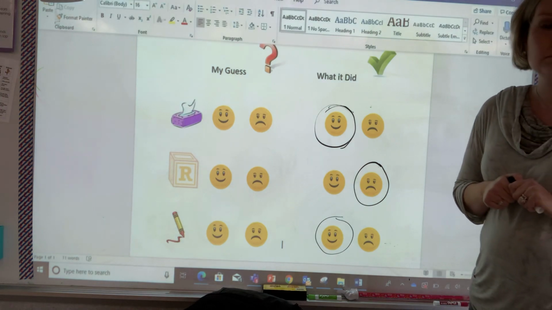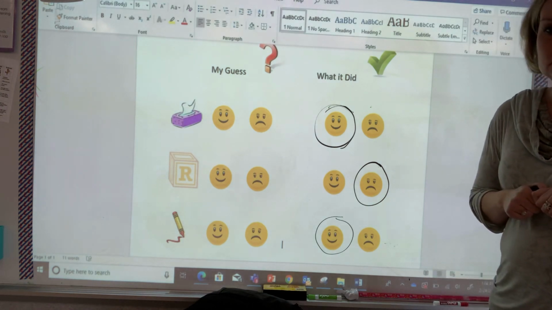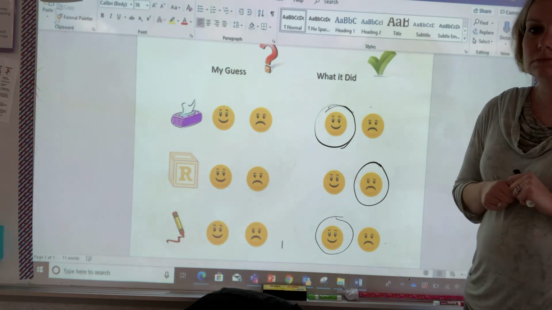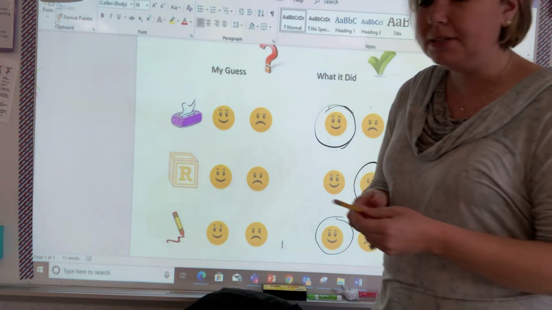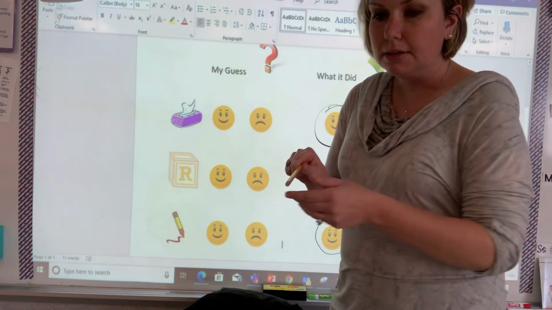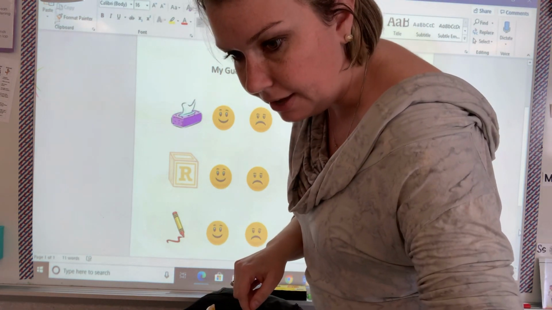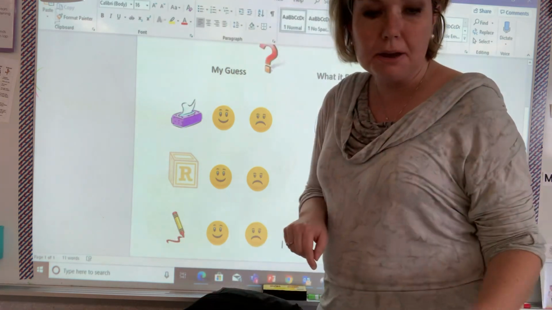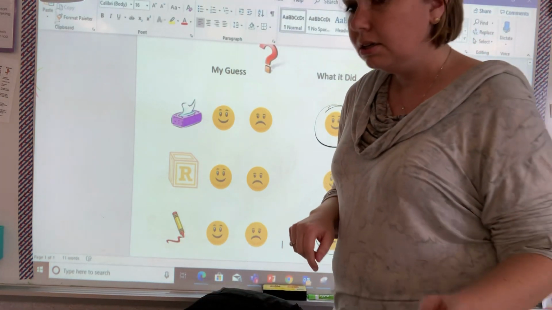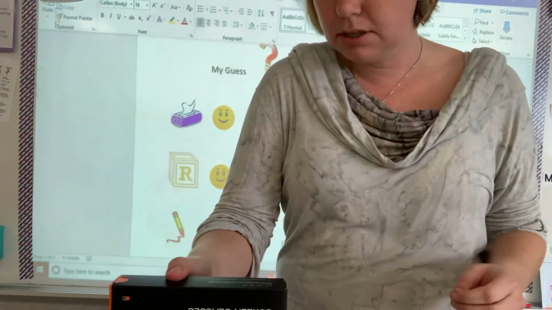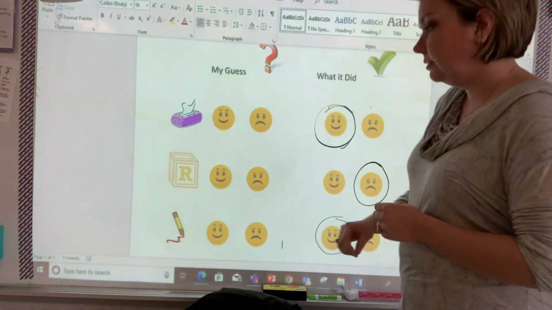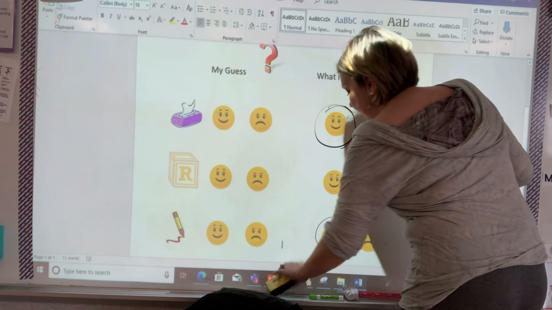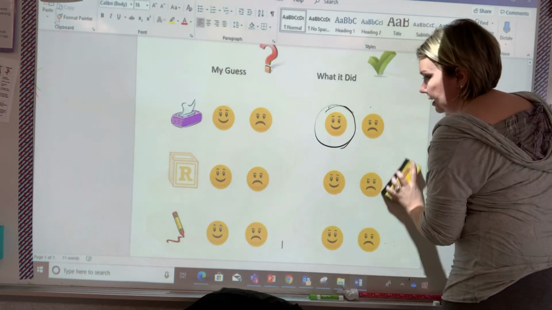Because a block has sides and corners, while a pencil doesn't. Oh, so Anya's saying a pencil is more round. Like if we looked at this from a bird's eye view, it's round. But a block is flat. And I can't even find my block. Here, we'll use this. That's flat, and it's got corners and edges. That's a good thought.